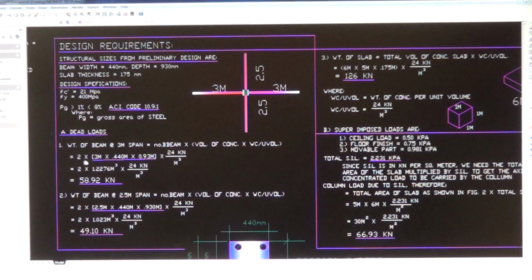Now substitute all the values. 2 beams there times 3 meter span. The number inside the square bracket is the volume of the beam: 3 times 0.44 times 0.93, times 24 kilonewton per cubic meter. Cubic meter here cancels, so we solve all this together. 2 times 1.2276 times 24, we get 58.92 kilonewton. This is a concentrated load.